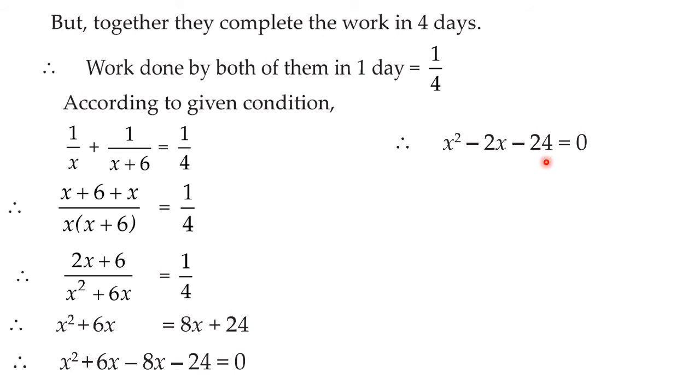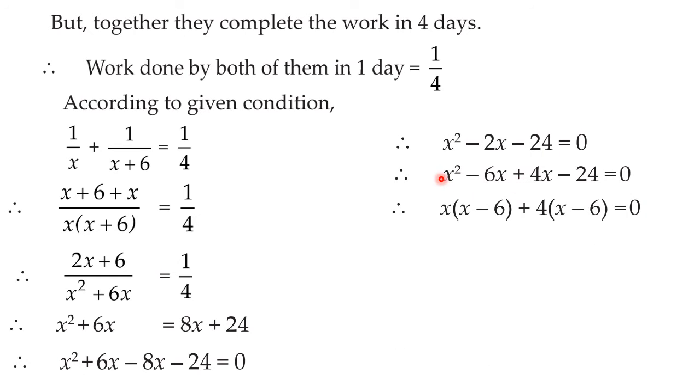So 6 4s are 24, correct? To be more precise, we can write minus 6 and plus 4. So this middle term we can split as minus 6x plus 4x, and we can write it like this: x square minus 6x plus 4x minus 24 is equal to 0. See here, splitting the middle term correctly is important.